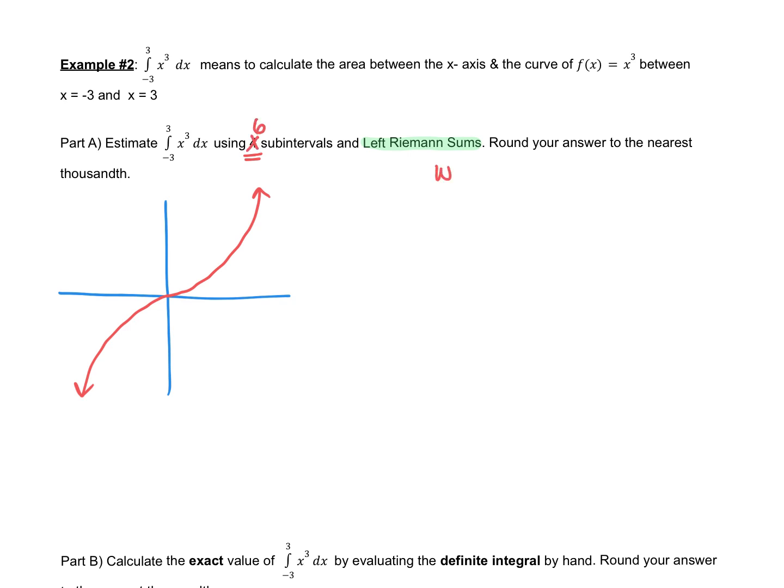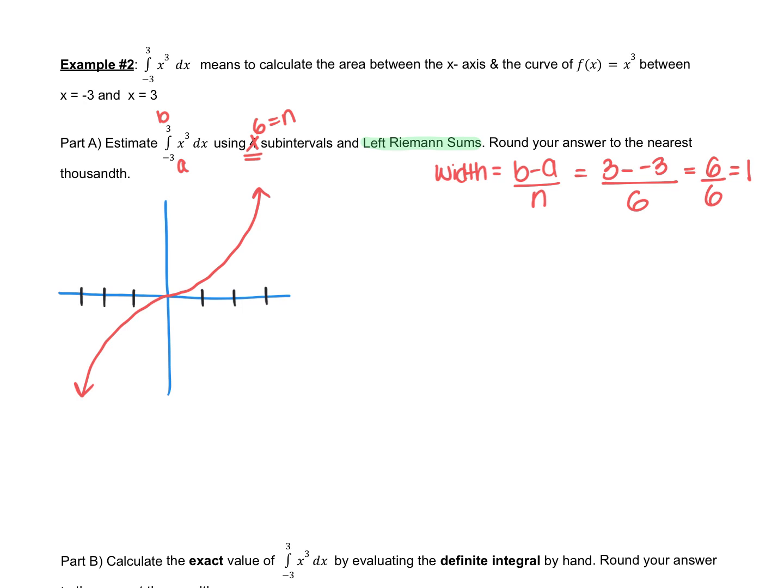So let's first find the width. The width is b minus a over n, where this is b and this is a. So 3 minus -3 all over the number of subintervals n, which is 6. So 6 over 6 reduces to 1. A width of 1 will help us. So we're going to count 1, 2, 3, and then 1, 2, 3 negatively.